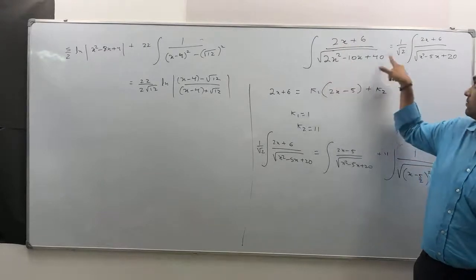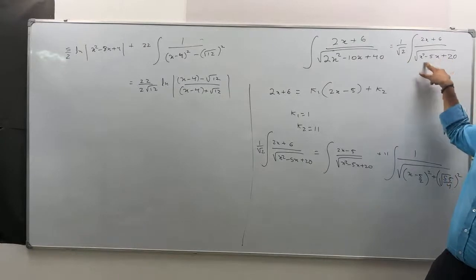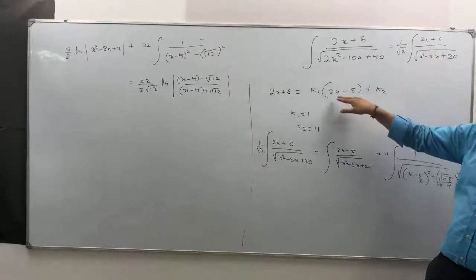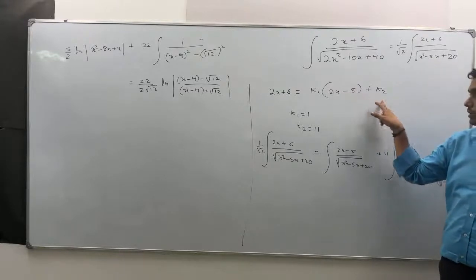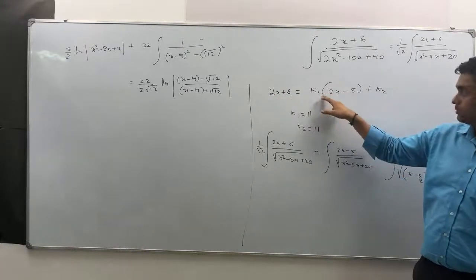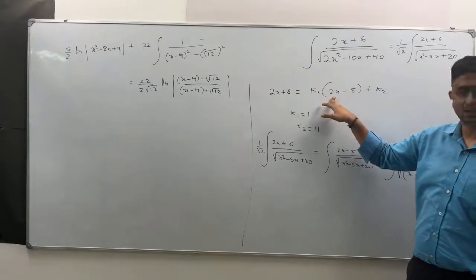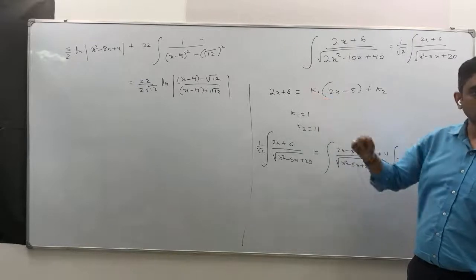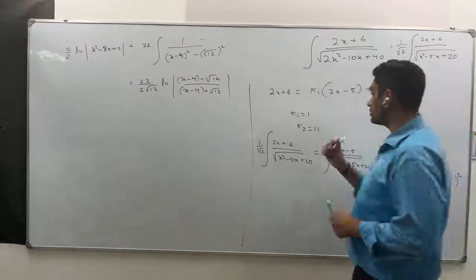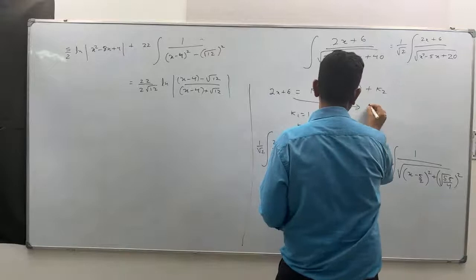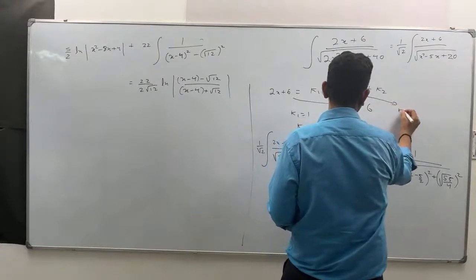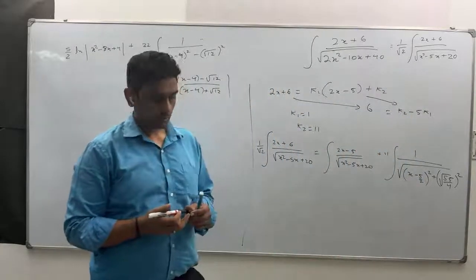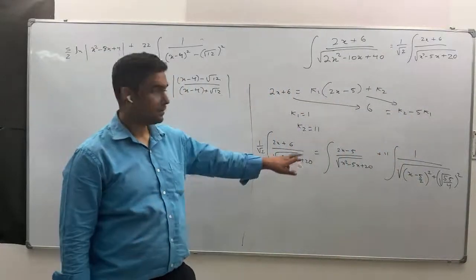Like we have taken root 2 outside, this is our new quadratic, x square minus 5x. The derivative of x square minus 5x is 2x minus 5, plus k2. Now 2x is 2 into k1x, so k1 is 1. If k1 is 1, now we'll look for the constant. The constant over here is 6 and the constant over here is k2 minus 5k1. So k2 will be 11.